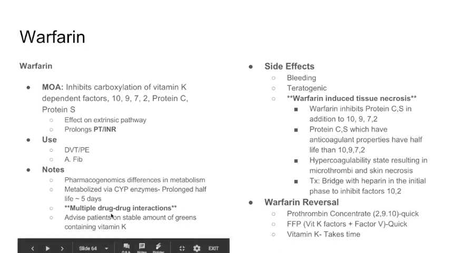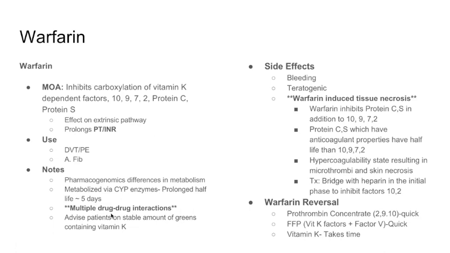Warfarin is one of the most famous medications for causing drug-drug interactions, and there are medications that will increase the INR, and there are medications that will decrease the INR. I didn't want to go into too much depth about these medications because you will come across them and eventually you'll have to memorize them, or you'll have to look them up.